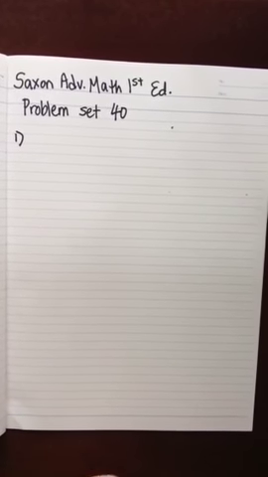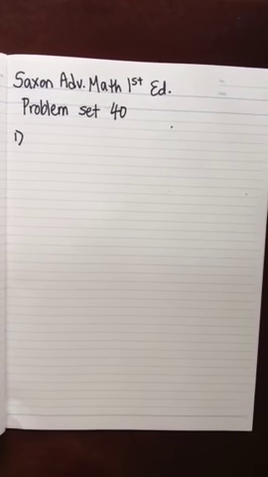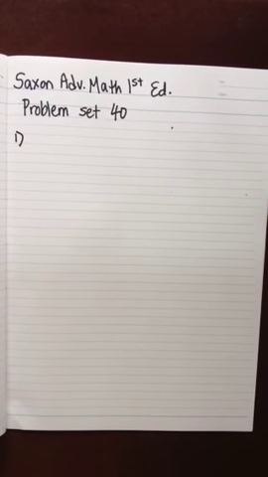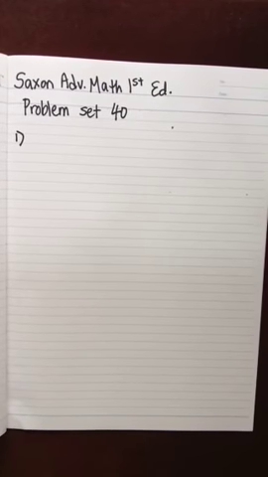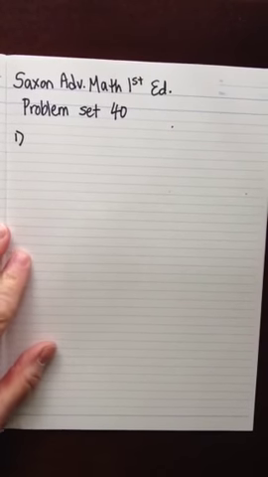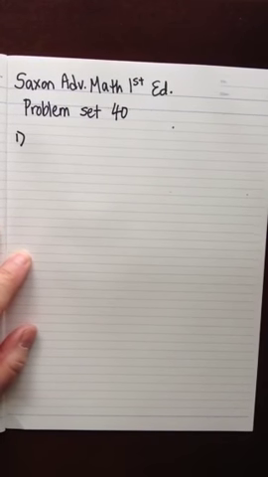Hello. In this video, I'm going to step through the solution of problem set 40, number 1, in the Saxon Advanced Math course, first edition. The problem is given in the description of this video, so we can just start by pulling things out from the problem. If you haven't read the problem yet, pause the video and read the problem, and then continue.